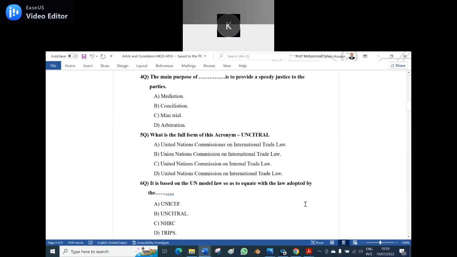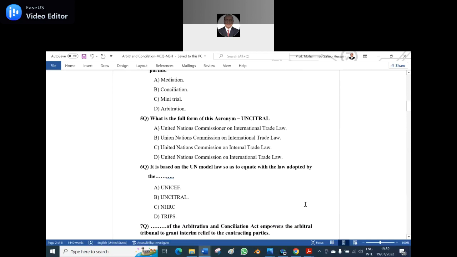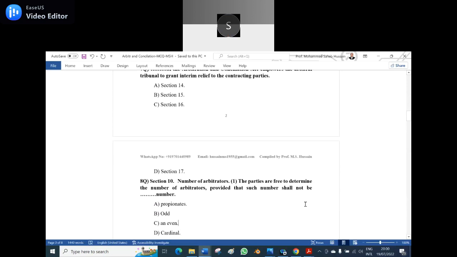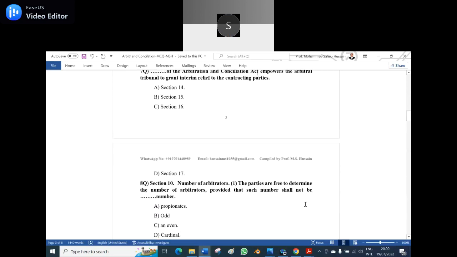The sixth question. It is based on the UN model, to equate with the law adopted by which act or international instrument? A. UNICEF. B. UNCITRAL. C. NHRC. D. TRIPS. Option B, sir. It is UNCITRAL. The Indian law is based on that one.